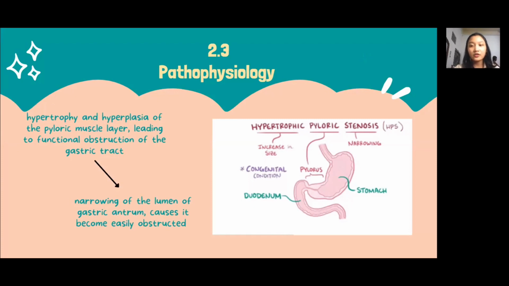Patients with pyloric stenosis develop hypertrophy and hyperplasia of the pyloric muscle layer, leading to functional obstruction of the gastric tract. The hypertrophy and hyperplasia of the smooth muscle of the antrum and pylorus then cause narrowing of the lumen of the gastric antrum. The narrowness of this area then causes it to become easily obstructed. The antrum is elongated and thickened to twice its normal size. Due to obstruction of outflow and vigorous peristalsis, the stomach muscle becomes hypertrophied and dilated.